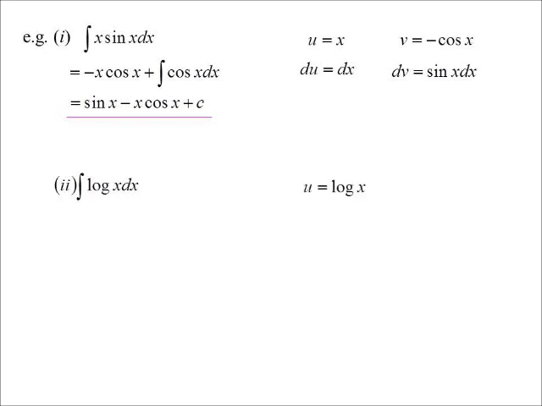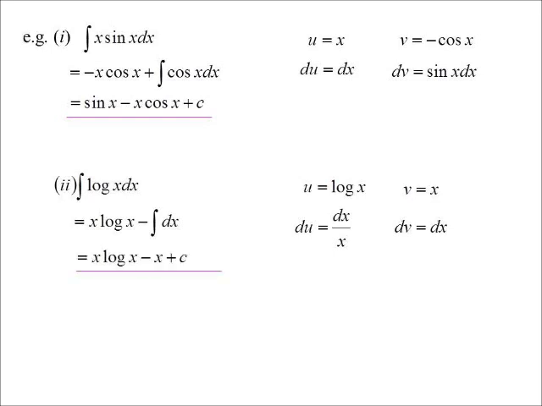u will become log x. du then is dx on x. The dv is simply the 1, or the dx. Integrate 1 and we get x. So uv is x log x minus the integral of v du. The x's cancel and I just have the integral of 1, which is x. And there is the integral: x log x minus x.